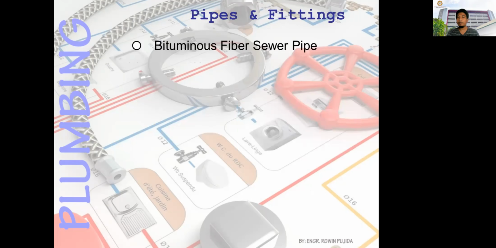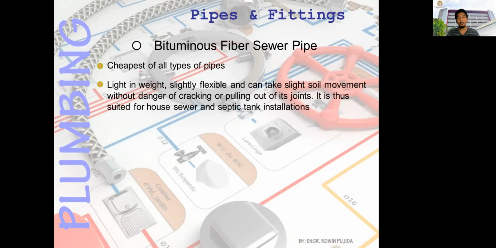Next, we have the bituminous fiber sewer pipes. This is the cheapest of all the types of pipes, it's light in weight, slightly flexible, and can take slight soil movement without danger of cracking or pulling out of its joint. It is thus suited for house sewer and septic tank installation, but I don't know if they normally use it for the house sewer, but as to my experience, they just use the PVC pipes for the house sewer and the connection for the septic tank. It may be softened or damaged by excessive hot water or chemical flow.